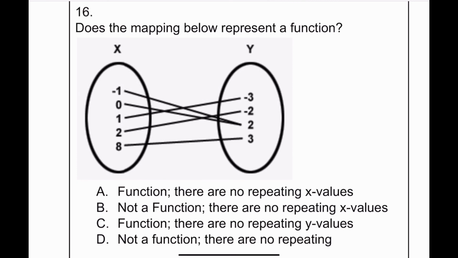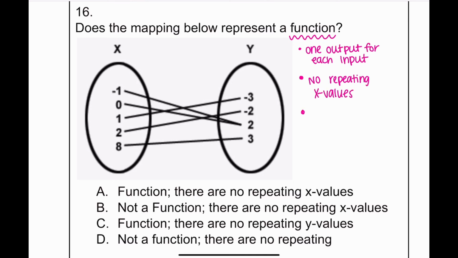So does this mapping below represent a function? If something is a function, that means that there is one output for each input. In other words, you can't have two repeating x values. Or it needs to pass the vertical line test.